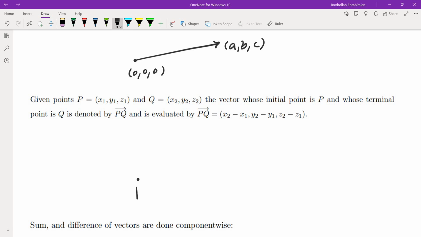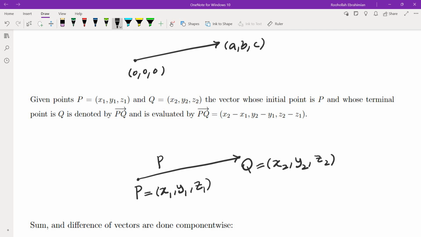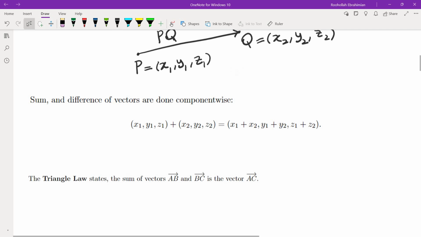Now if you have a vector from a point P to a point Q, if the point P is x1, y1, z1 and point Q is x2, y2, z2, the vector from P to Q is denoted by PQ with an arrow on top, and that shows the displacement from P to Q. The displacement for x would be x2 minus x1, displacement for y would be y2 minus y1, and the displacement for z would be z2 minus z1. So that's how we evaluate a vector from a point P to a point Q.